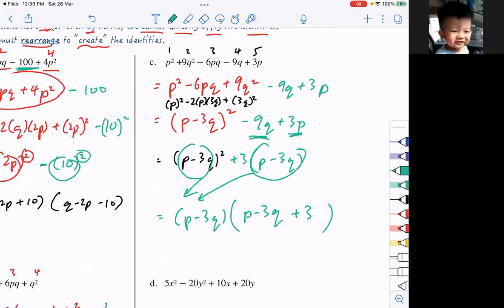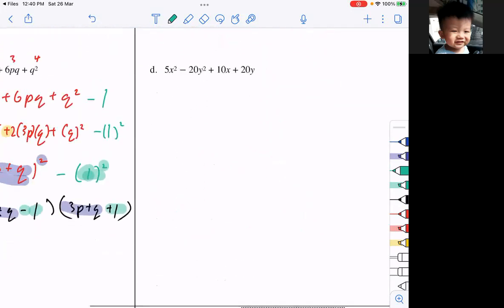If you can master this question C, I don't think this chapter will have another difficult question for you. Okay. Part D. There are 4 terms, so slightly doable. But it's also a slightly different technique.